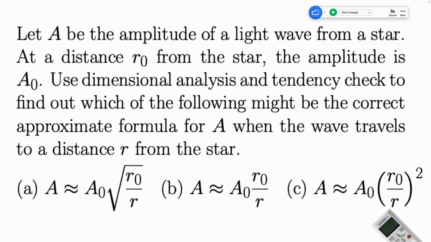Then here are some possible answers, and this will be an i-clicker question because I expect you to have learned enough to know how to do it yourself now. Multiple choice, do the i-clicker, go. Try to use dimensional analysis and tendency check to see which one should be the correct relation. This delta just means approximate because there are some complicated things happening near the star, but if you are very far away, the answer should be easy.